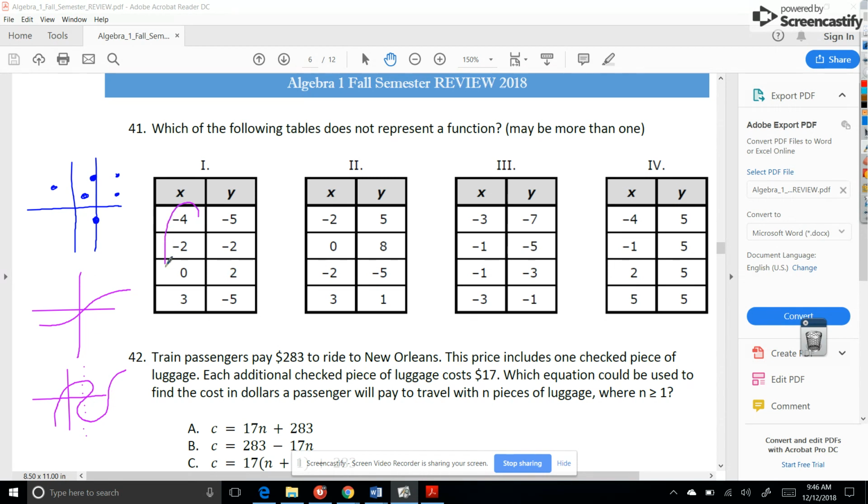So all of my x values are unique here. So it's not this one. Share same x but different y's. So that's not a function. Same x, different y's. That's not a function. And then all of these are unique. So just 2 and 3.